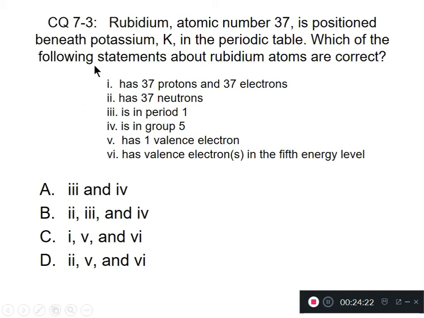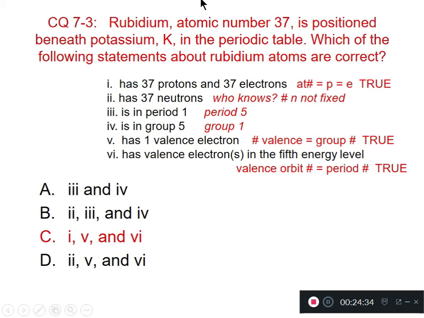So questions 1, 2, 5, and 6 do not require that I see a periodic table. Questions 3 and 4 mean I have to go find rubidium on a periodic table. And if I do, I see that rubidium is in period 5 and group 1. I also know that because it's atomic number 37, it has 37 protons, and because they said it was an atom, it would have 37 electrons too. So this statement is definitely true. But I have no idea how many neutrons it has.